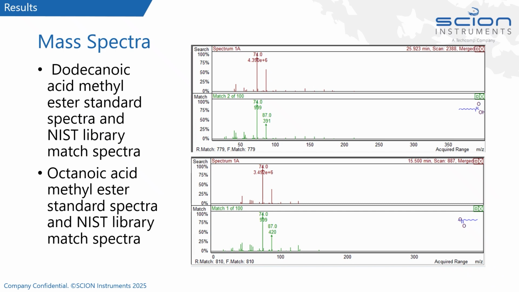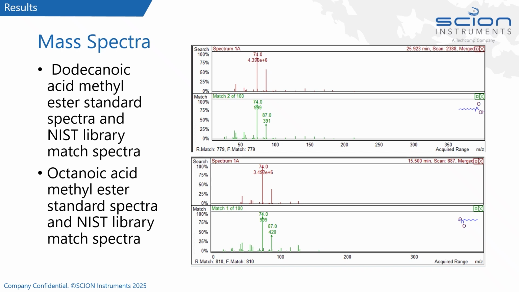So here we can see 2 mass spectra from 2 different FAME compounds. So this was taken in full scan. So we scanned from a set mass range, so from I believe 30 to 400. And then the two pictures here on the right, so the top one where we see the red, this was the spectra for dodecanoic acid methyl ester, so taken from the standard, from the injection. And then we have the corresponding library match underneath that. And then same again for the one below, we have octanoic acid methyl ester, the standard spectra in red there, and then the corresponding NIST library match spectra.